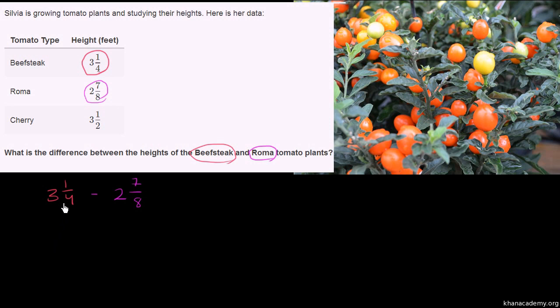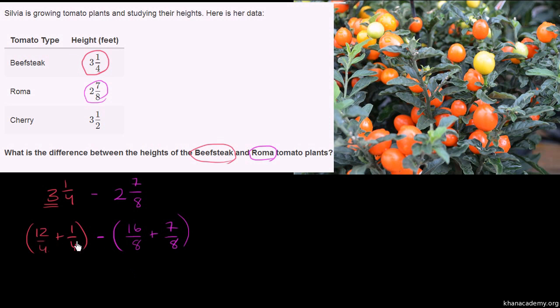Now, the first thing that I like to do is convert both of these into improper fractions. So 3 1/4 is the same thing as 3 plus 1/4, which is the same thing as 12 fourths plus 1/4. And from that, we're going to subtract 2 7/8. 2 7/8 is the same thing as 2 plus 7/8. 2 is the same thing as 16/8 plus 7/8. So this is essentially what we are trying to figure out.